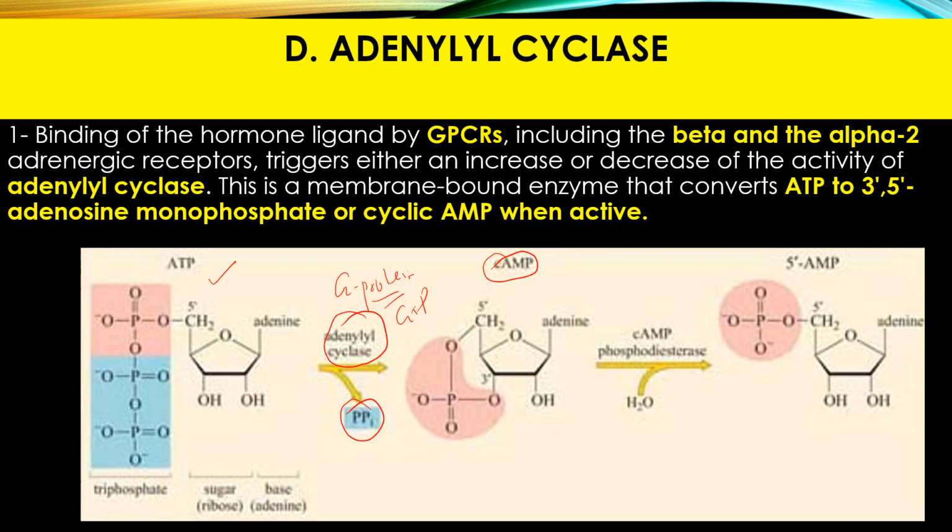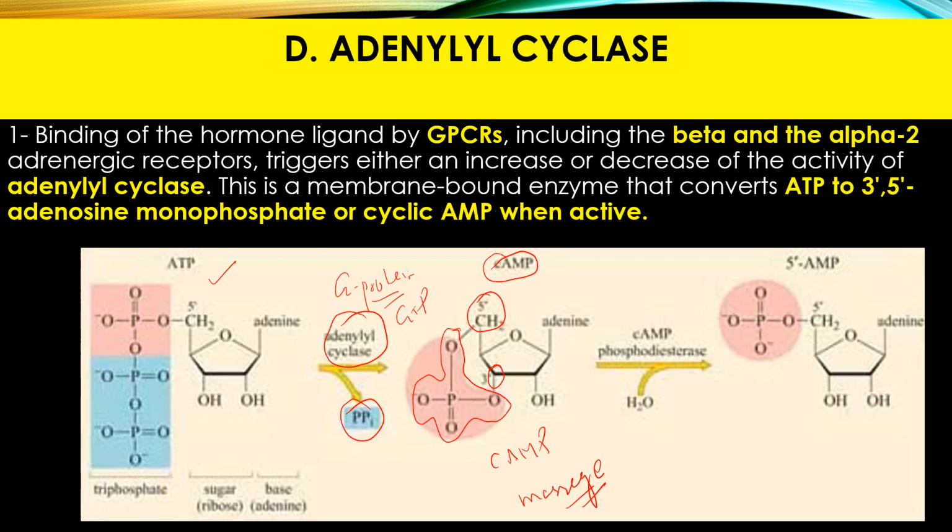Why is it called cyclic AMP? Because there is one phosphate group remaining, and the group is attached with the 5 carbon of the pentose sugar and also with the 3 carbon of the pentose sugar. So now it has become cyclic AMP, which acts as an intracellular message. Now the extracellular message is converted into an intracellular message, because of the conversion of ATP into cyclic AMP.